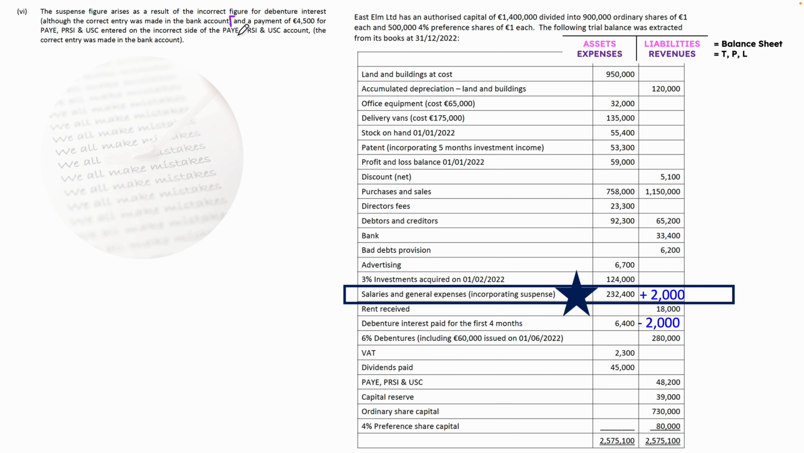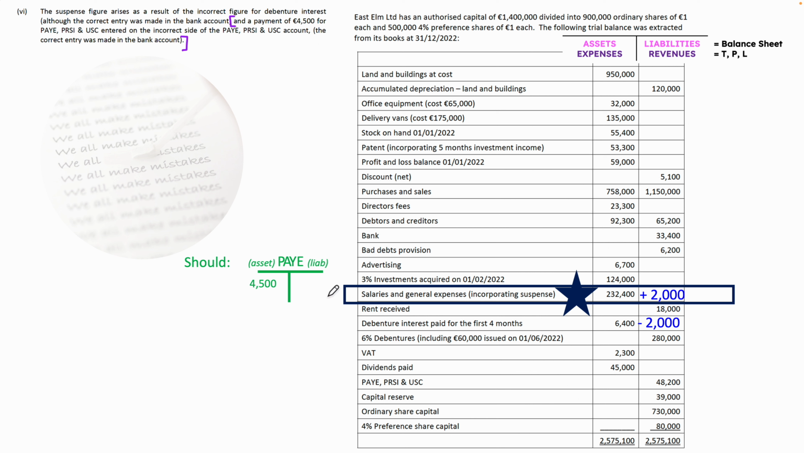The next part says a payment of 4,500 for PAYE, PRSI and USC entered on the incorrect side of the PAYE, PRSI and USC account. It says the correct entry was made in the bank account. Right, so look, a payment of 4,500, right?